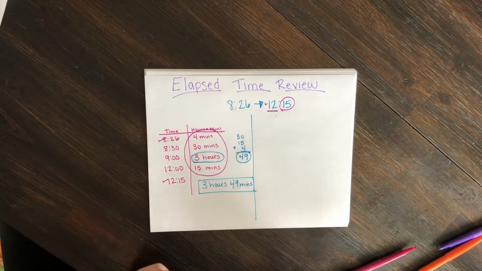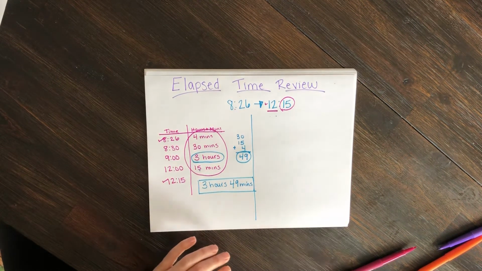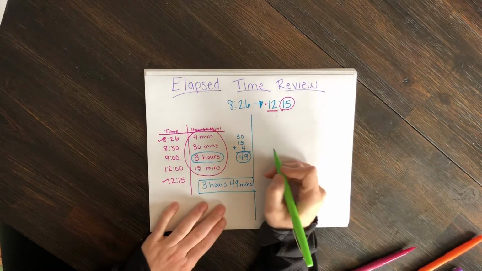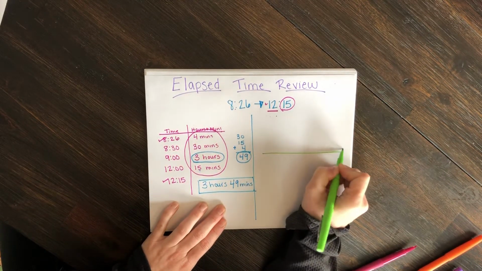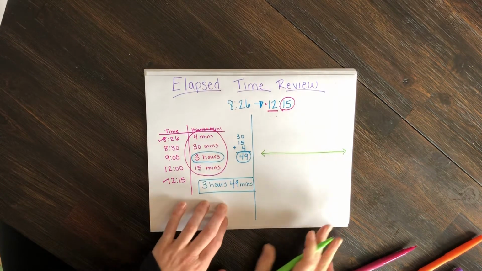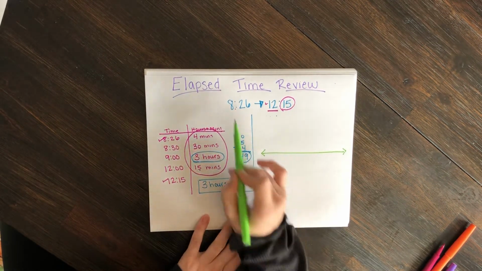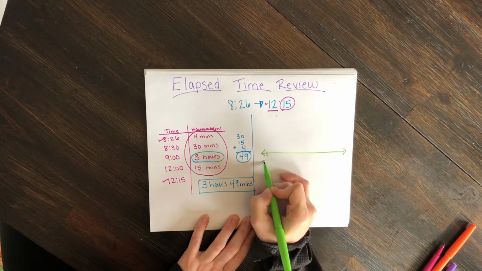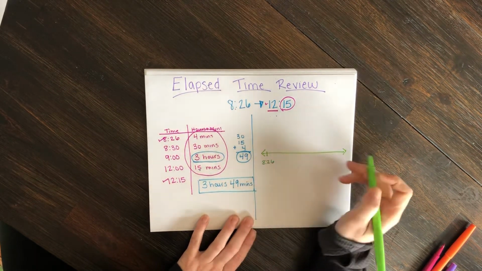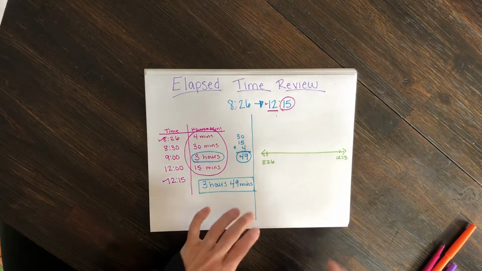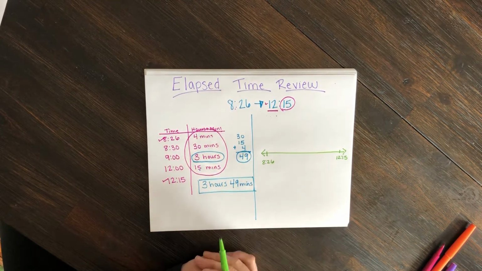The second strategy that you used in 3rd grade is the number line, which looks like this, and we use them for a lot of different things in math. And so the first thing we're going to do is put our start time. Our start time is 8:26, and our end time is 12:15. So now my goal is to get from 8:26 to 12:15.